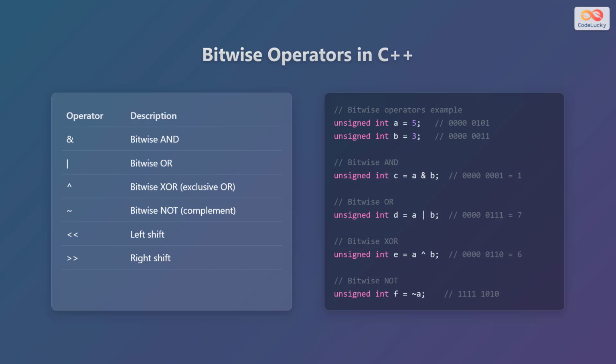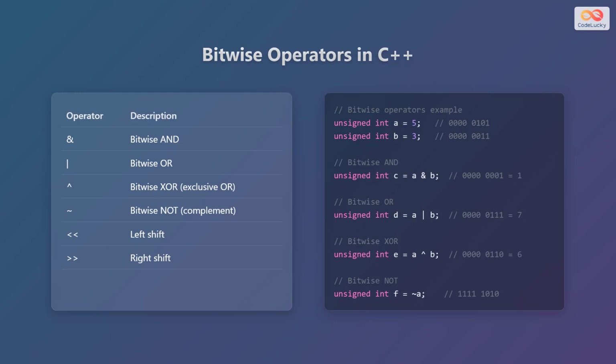The ampersand represents bitwise AND. This operator performs a bitwise AND operation on the operands. The pipe represents bitwise OR. This operator performs a bitwise OR operation on the operands. The caret represents bitwise XOR, also known as exclusive OR. This operator performs a bitwise XOR operation on the operands. The tilde represents bitwise NOT, also known as complement. This operator inverts the bits of the operand.